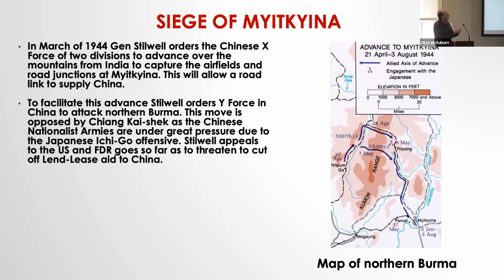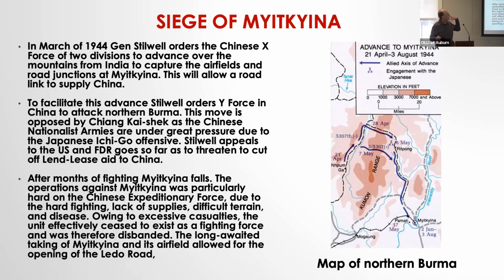And Stilwell basically now demands that the Chinese, who desperately need troops, as we'll see, use the thing called Y-Force to help his invasion and open this Ledo Road. Well, it doesn't go particularly well. Chiang Kai-shek says, no, I can't spare these troops because I'm under pressure from an offensive called Ichigo, which we'll talk about in depth next week. Stilwell demands that the Chinese help him capture northern Burma. He goes so far as to reach out to General Marshall in Washington, who's his close friend, and indeed reaches out to FDR. And FDR goes so far as to threaten China that he's going to cut off Lend-Lease aid if they don't help Stilwell attack in Burma. This is a major, major issue, certainly incredibly bad.